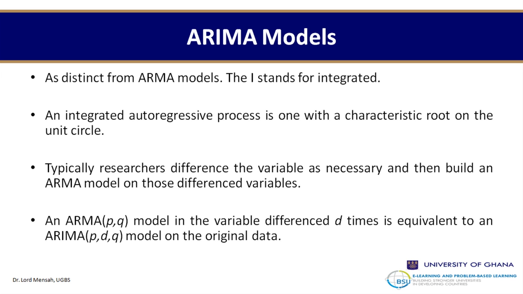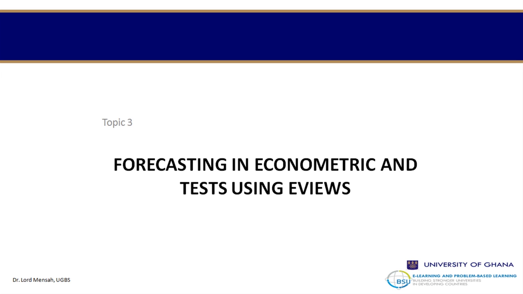So an ARMA p,q model in the variable differenced d times is equivalent to an ARIMA p,d,q. So the d is just the differencing of the variables. So if I run an ARMA model on the first difference of the variables, then I'm going to have what? ARIMA p,1,q, depending on the ARMA p or the q that I'm going to choose for the model. So that's the end of the first bit of the series.